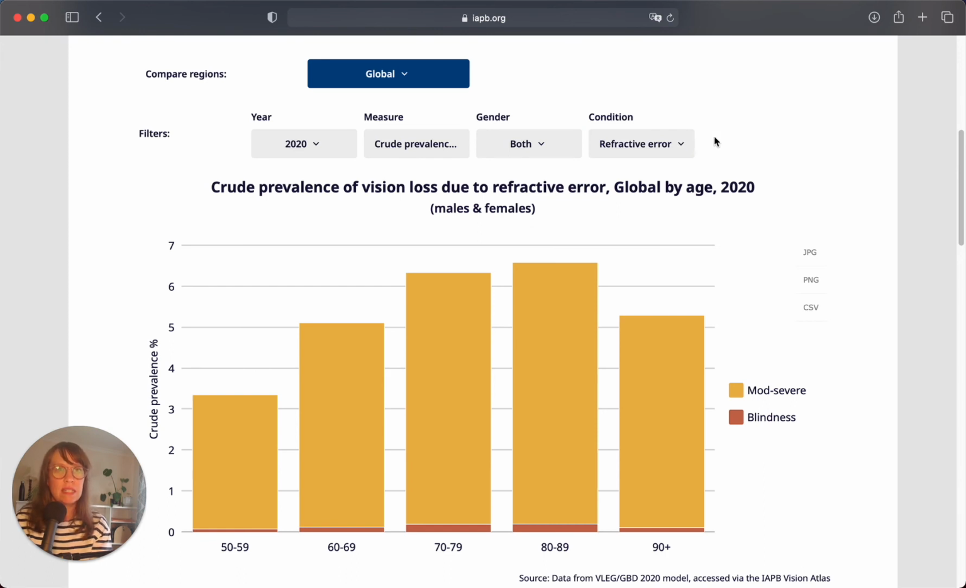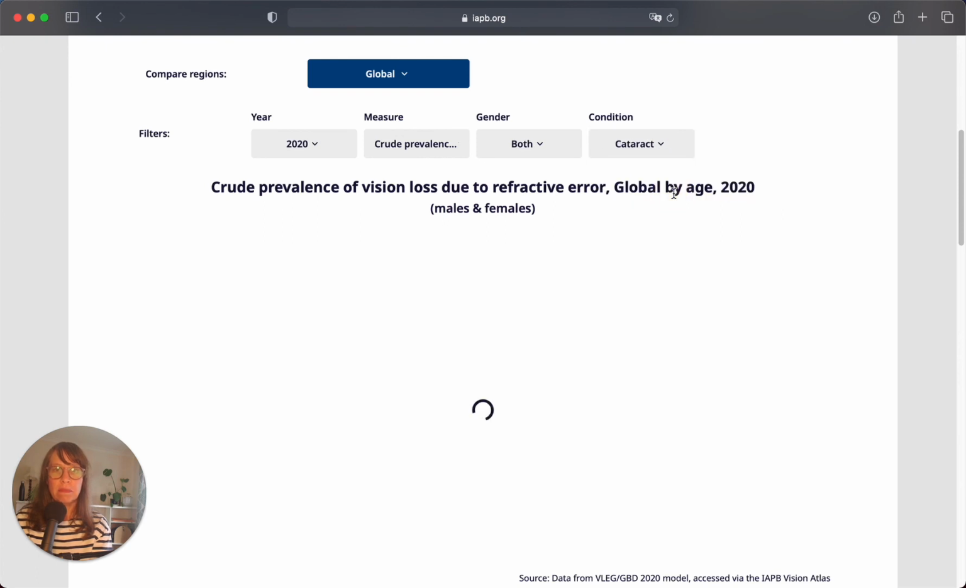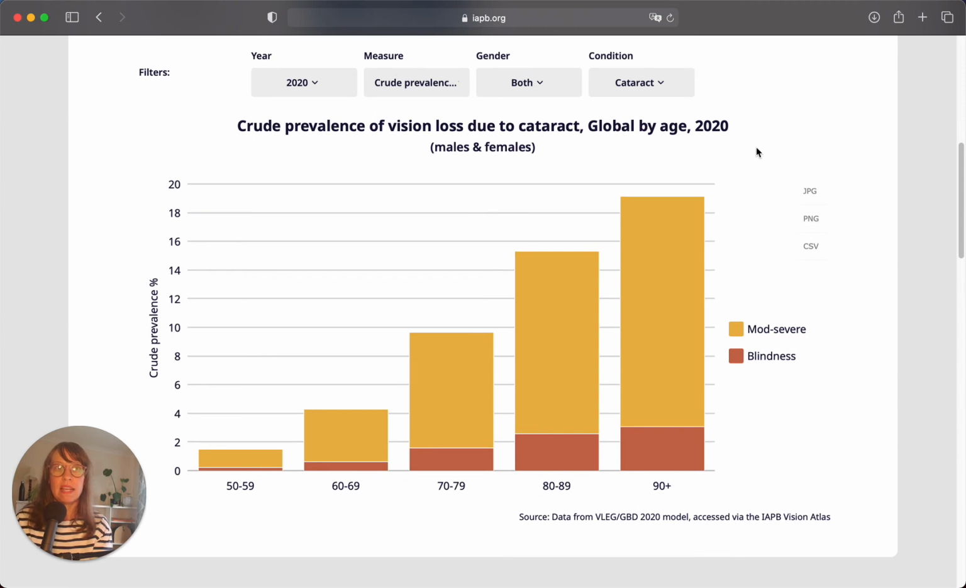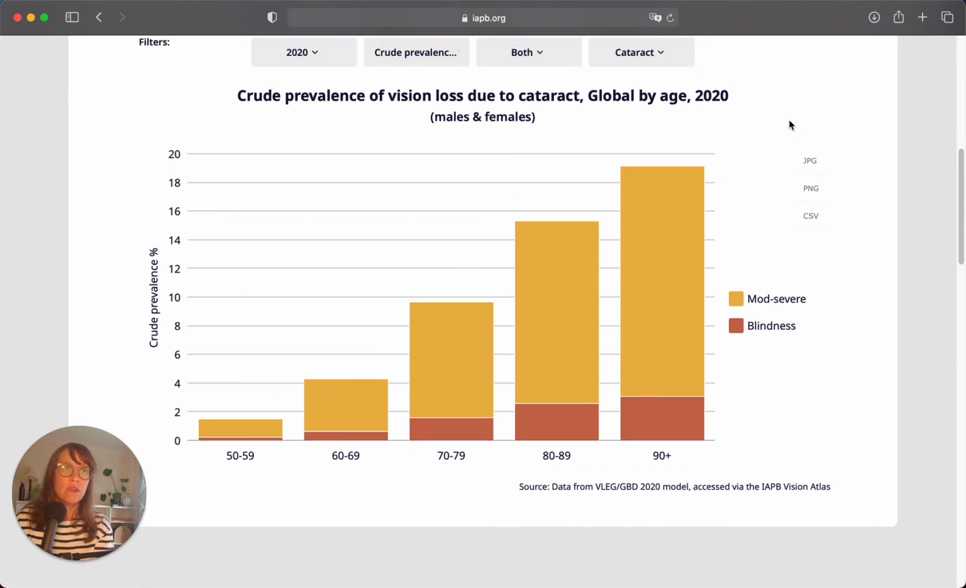For instance, let's take a look at vision loss due to unoperated cataract. And here we can see how sharply vision loss really does rise for each decade of life. Another important point to point out is that we just don't have enough evidence to be able to present this same data for vision impairment due to uncorrected presbyopia or for mild vision loss.